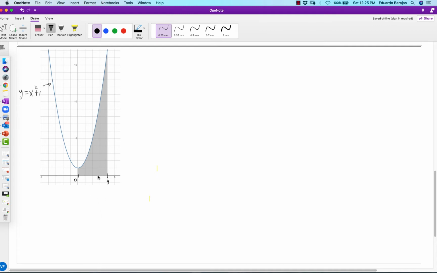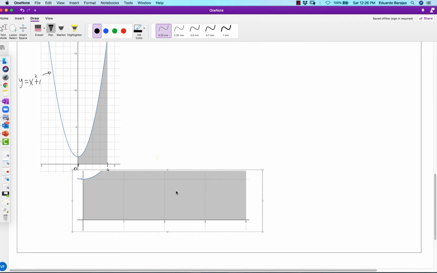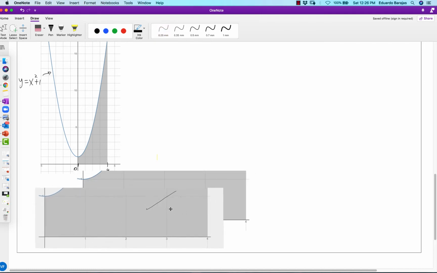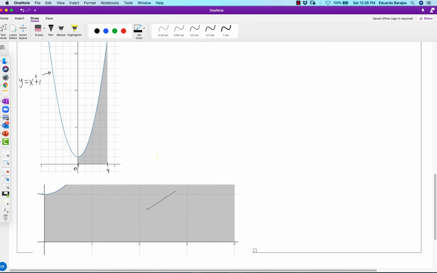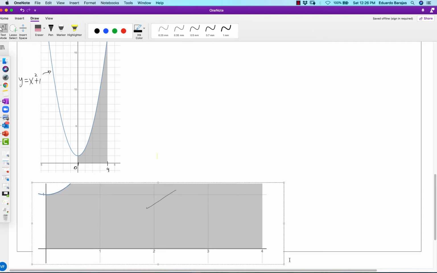So let's think about the base first. I'm going to focus on this part here, so I'm going to zoom into it. Okay, so this is just a zoomed-in, expanded portion of this right here. So we can write on it here.